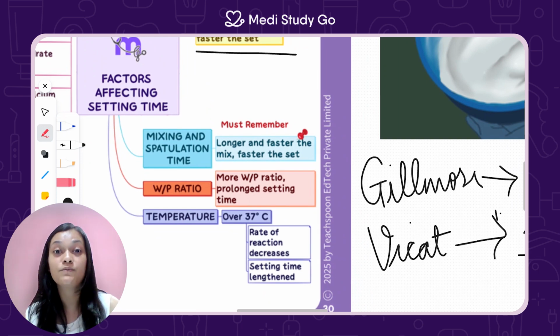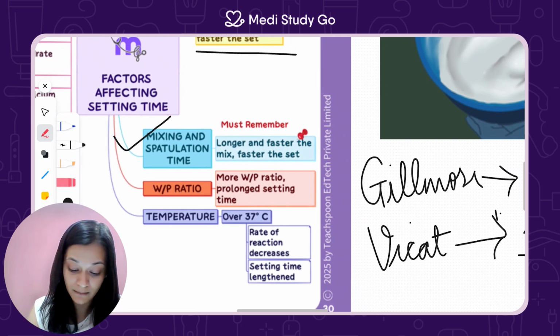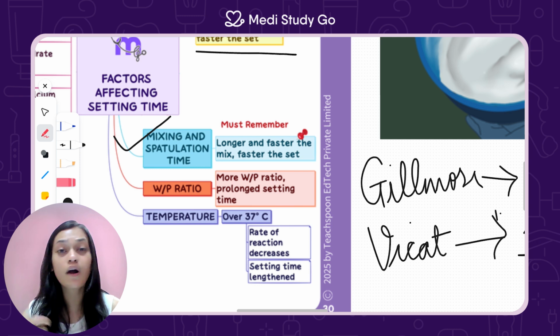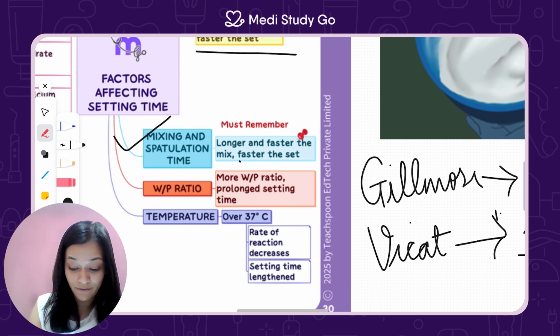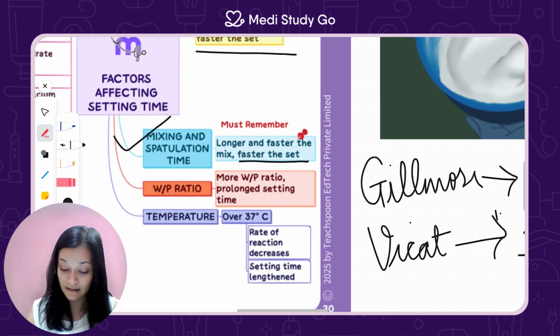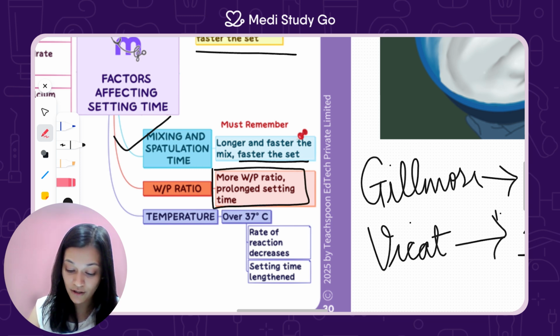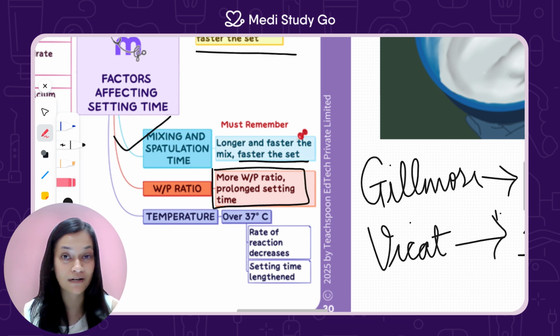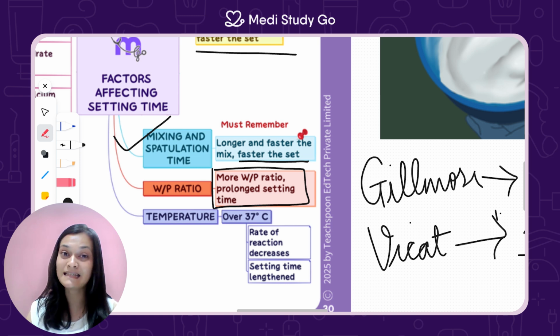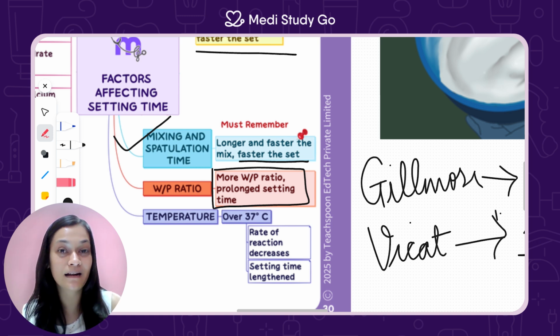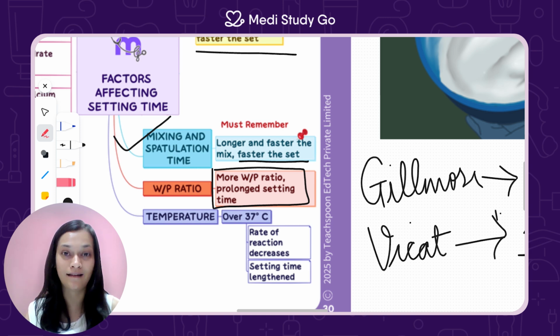Another thing that would be under our control would be the mixing and spatulation time. So the longer and faster that you mix your water and powder, the faster is going to be the set. Then water powder ratio. So the more the water powder ratio, the more is the setting time. So which gypsum product is going to have the highest setting time? Yes, it would be type 1.